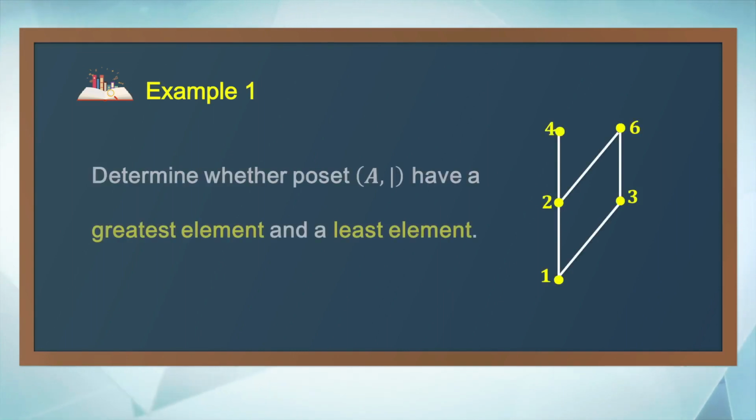Next, determine whether the poset has a greatest element and a least element. The greatest element is greater than any other elements in the poset. This poset has no greatest element. The least element is less than any other elements in the poset, so the least element is 1. The least element is unique when it exists.